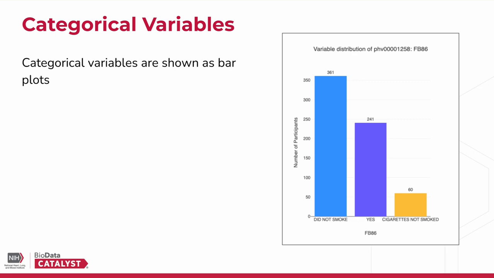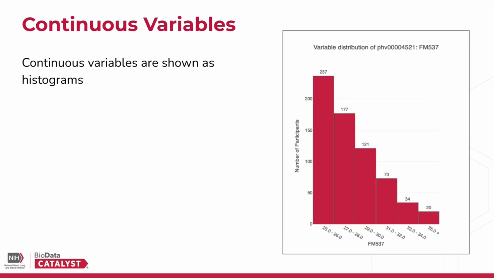Categorical variables are displayed as bar charts. In this example, smoking history is a categorical variable with three categories: did not smoke, yes, and cigarettes not smoked. These are displayed as bars in the bar chart with counts displayed at the top. Continuous variables are displayed as histograms. This shows the counts for specific numeric ranges based on the data. In this example, body mass index is a continuous variable. The minimum displayed in this graph is 25, and the maximum is 37, which matches our original filter.